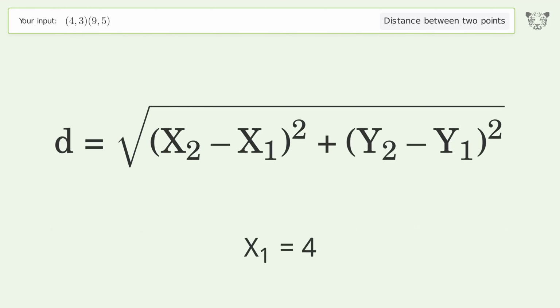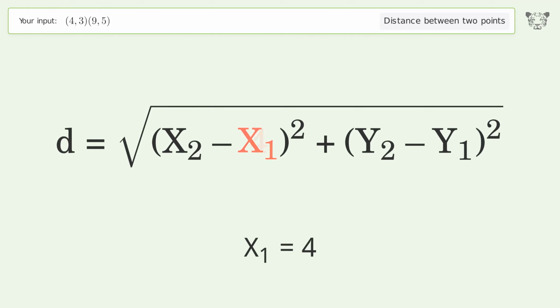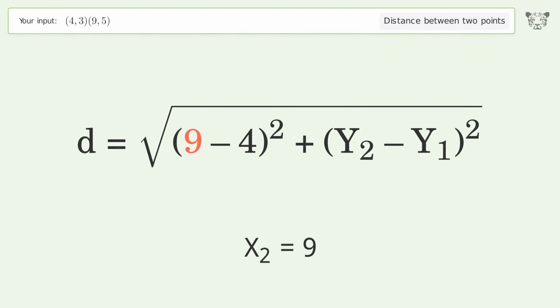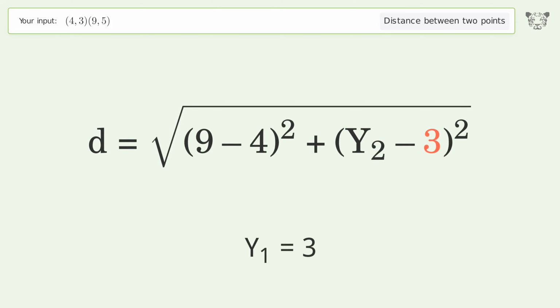x1 equals 4. x2 equals 9. y1 equals 3. y2 equals 5.